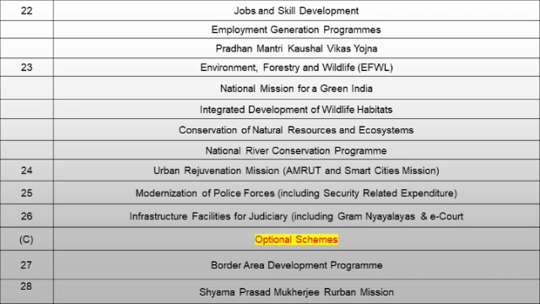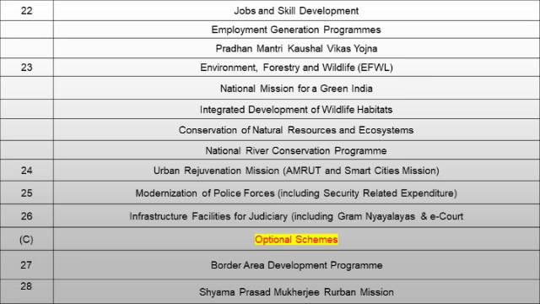ఇంటిగ్రేటెడ్ డెవలప్మెంట్ ఆఫ్ వైల్డ్ లైఫ్ హ్యాబిటాట్స్, కన్జర్వేషన్ ఆఫ్ న్యాచురల్ రిసోర్సెస్ అండ్ ఎకోసిస్టమ్, river conservation program. Then AMRUT and smart cities, Atal Mission for Rejuvenation of urban territories, smart cities, that is also a centrally sponsored scheme. Then modernization of police forces, where Telangana government has done it at a greater level. Then infrastructure facilities for judiciary, all courts and all, that is also a centrally sponsored scheme.